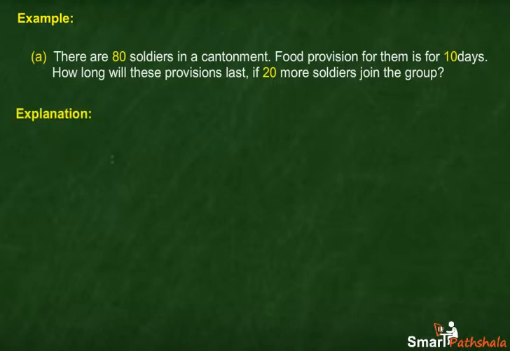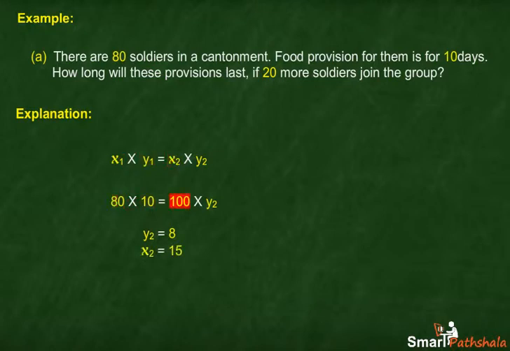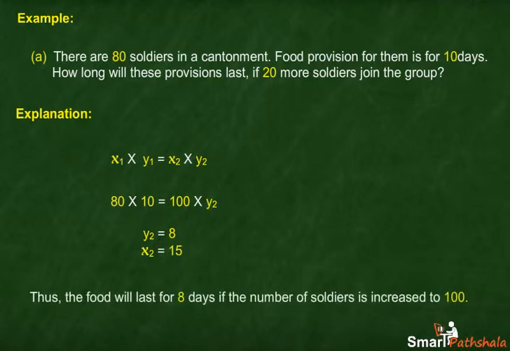Explanation. Inverse variation can be expressed with the relation shown here. Here, x1 is 80, y1 is 10, x2 is 100. Then, the value of y2 is calculated as 8. Thus, the food will last for 8 days if the number of soldiers is increased to 100.